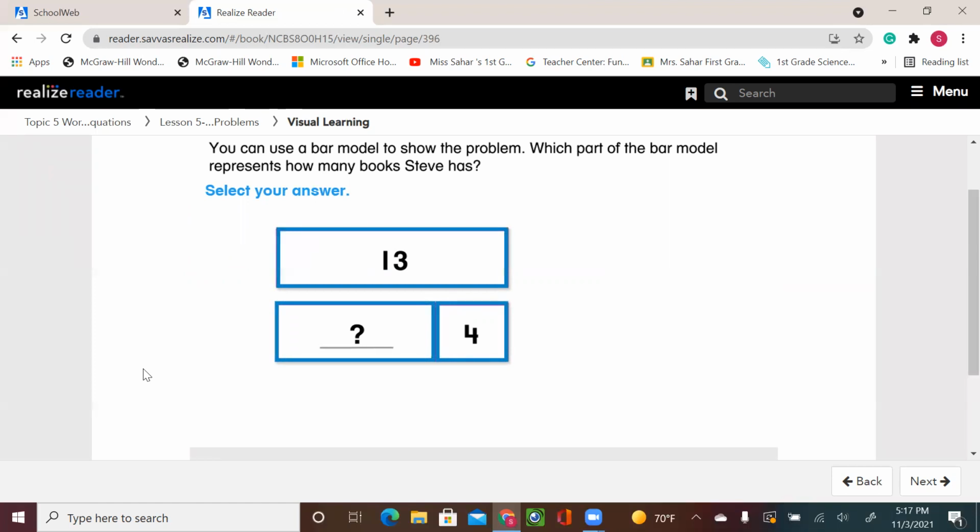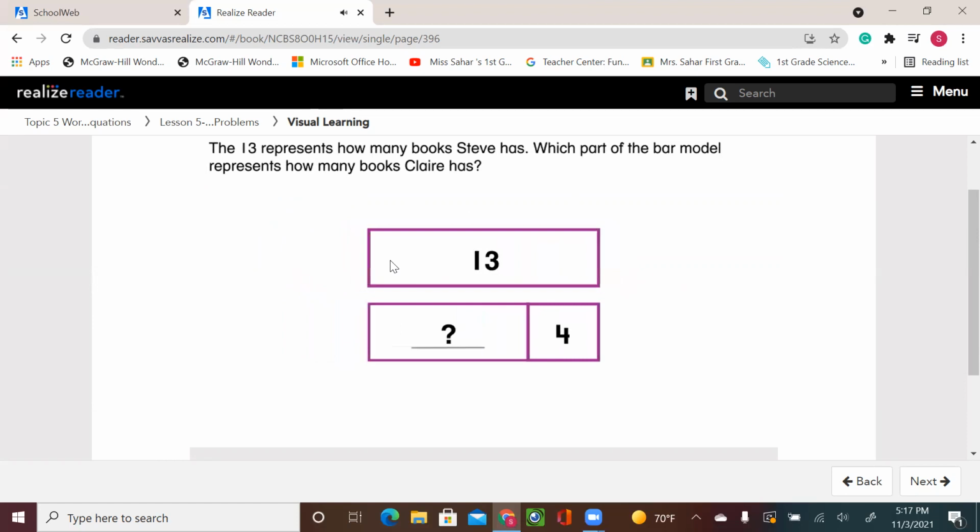So if I look here, I know that we have Steve, he has 13 books. So which part is how many Steve has? So Steve has 13 books. The 13 represents how many books Steve has. Which part of the bar model represents how many books Claire has? Select your answer.